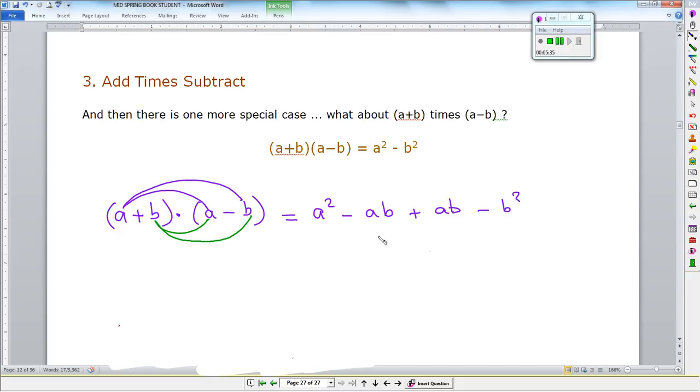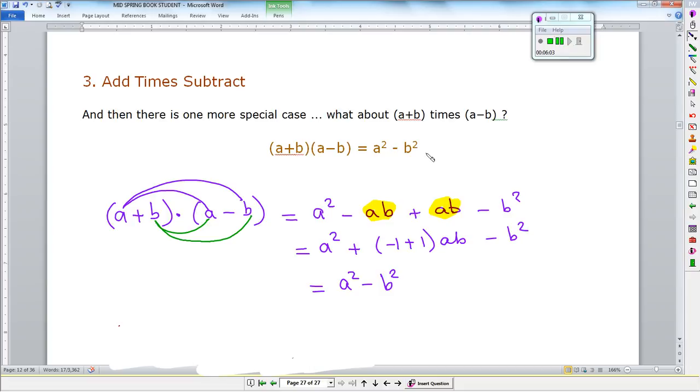minus b squared. Now the two middle terms are like terms because they have the same variables and an exponent, which is 1. So now we have ab, we combine like terms: -1 plus 1 ab, which gives us 0. That's why you're left with a squared minus b squared. So that's what we have here.